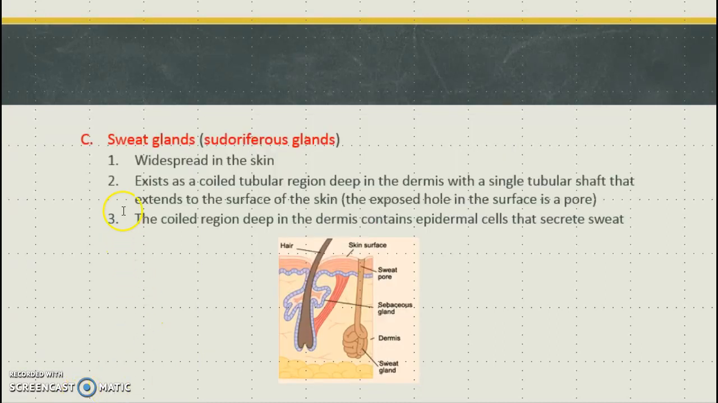The second type of gland is our sweat glands or sudoriferous glands. Widespread in the skin. These ones, as we can see in this picture, are deeper within the dermis, and they're a big ball of coil that extends upward to the surface of our skin. So this is our dermis, this is our epidermis. These are the glands that would be used in the homeostatic regulation of body temperature, so sweating to cool our body down. We spoke about previously how that functions in Chapter 1.